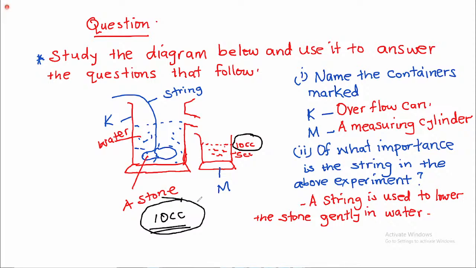Yes, Winnie, which method is this? You are quiet. Leila, name the method shown in the diagram. Vanessa, which method is this for finding the volume of irregular objects? Displacement method. The method is displacement method.